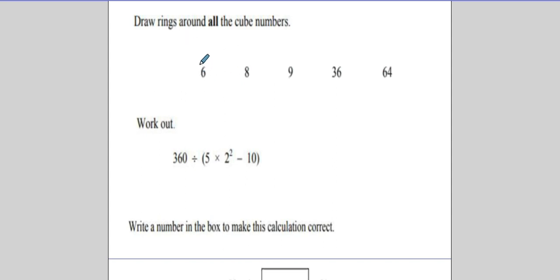Do you have a number multiplied by itself 3 times gives you 6? No, so 6 is not a cube number. Do you have a number multiplied by itself 3 times gives you 8? Yes. So 8 is a cube number because 2 times 2 times 2 equals 8. So 8 is a cube number. Do you have a 9? Do we have a number multiplied by itself 3 times gives you 9? No. Do you have a number multiplied by itself 3 times gives you 36? No. Do we have a number multiplied by itself 3 times gives you 64?